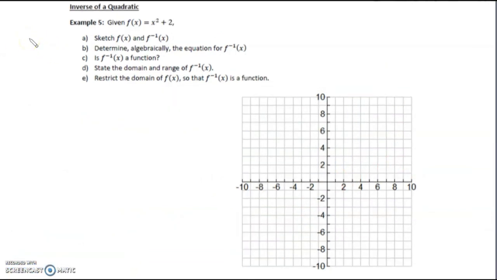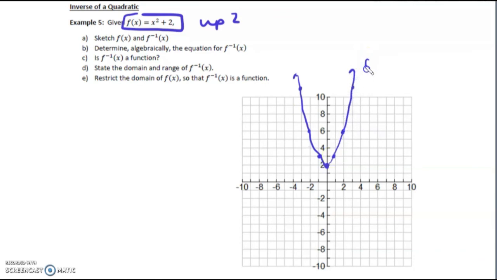Now on the flip side, inverse of a quadratic. Say we're given this quadratic equation f of x equals x squared plus 2. This is just a parabola that's moved up 2. If I have a normal parabola, it's going to move up 2. It's going to be there actually, and then that's going to be off the grid. That's okay. So this is our normal parabola, f of x equals x squared plus 2.